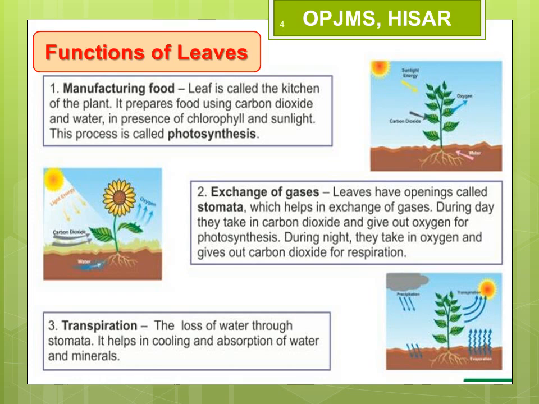The next function of the leaves is transpiration. Plants absorb a lot of water from the soil, but very little water is used up in photosynthesis. The rest of the water is lost to the atmosphere in the form of water vapor through stomata. This loss of water through stomata is known as transpiration.